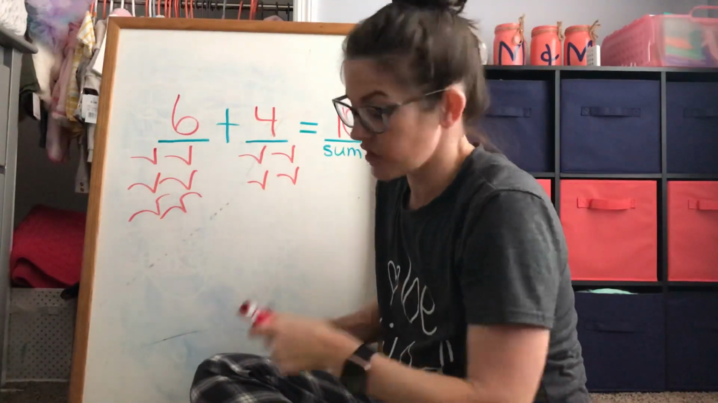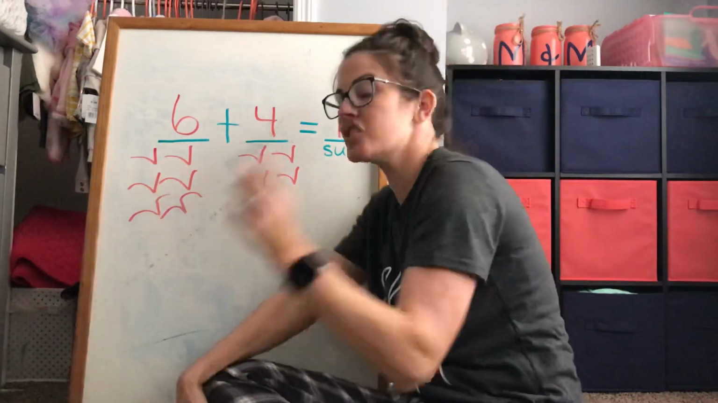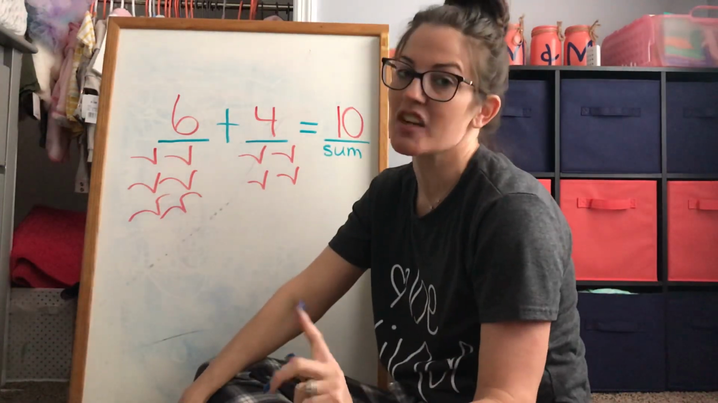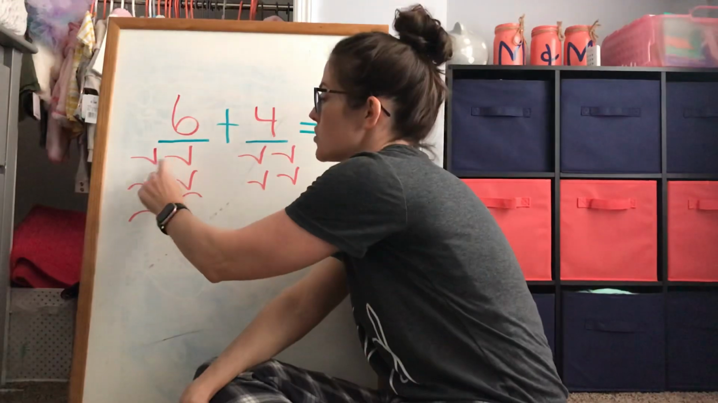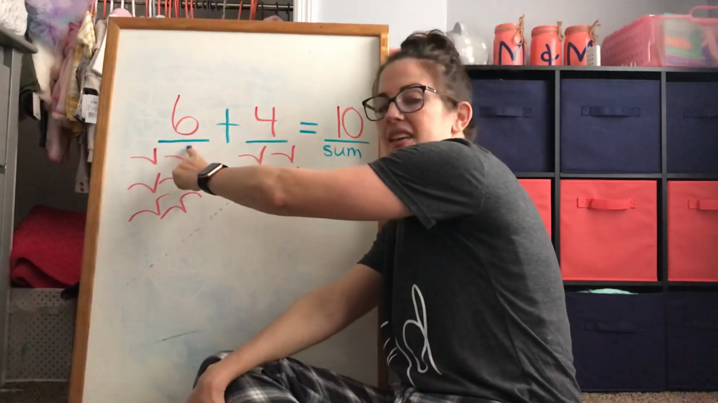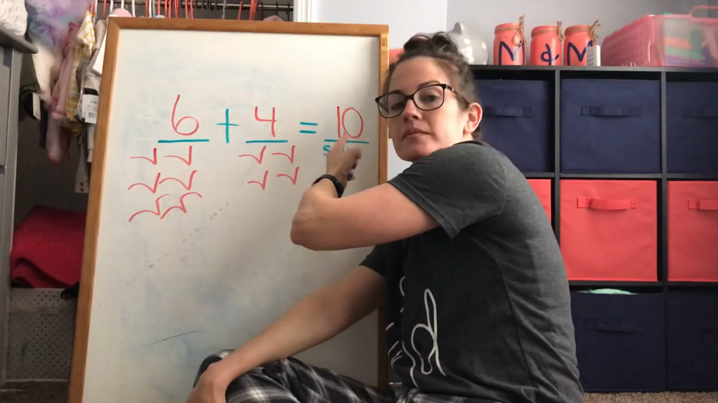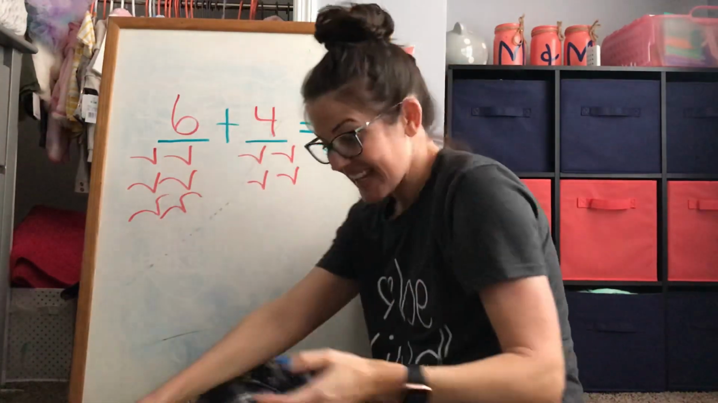If I'm not sure that that's 6 and I can just say it like that and count on, I'm going to touch count. It is always okay to use that strategy if you have to touch count it. 1, 2, 3, 4, 5, 6, 7, 8, 9, 10. So 6 plus 4 equals 10. And that's it. Easy peasy.